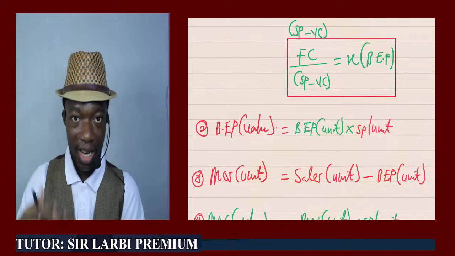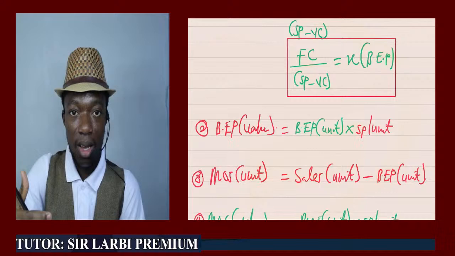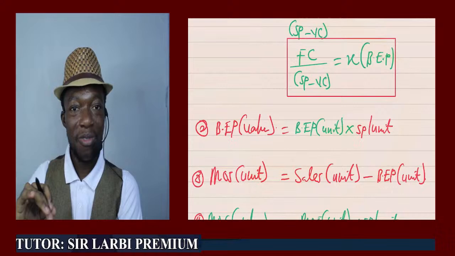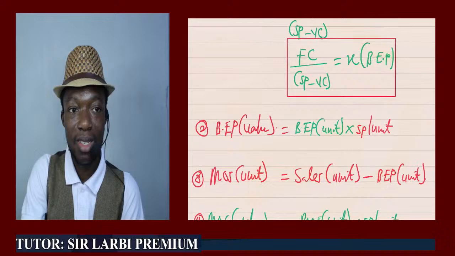Let me take it again. At any point where we make an excess of our selling price over our variable cost, we get what we call a contribution. In some jurisdictions, they will call it a profit, but here we call it contribution. Why? Because it is waiting for fixed cost to be deducted so that we can then get our profit. That's why we don't call it profit at the beginning stage, but we call it contribution.